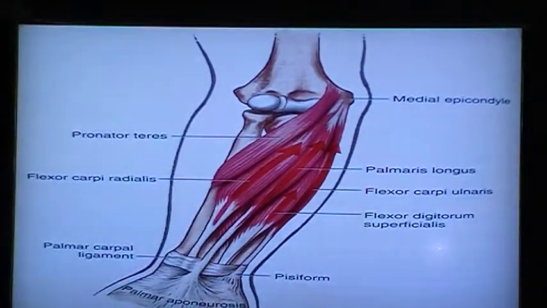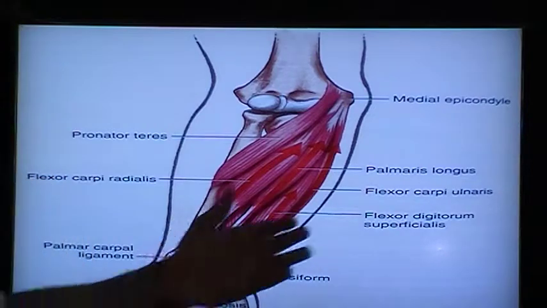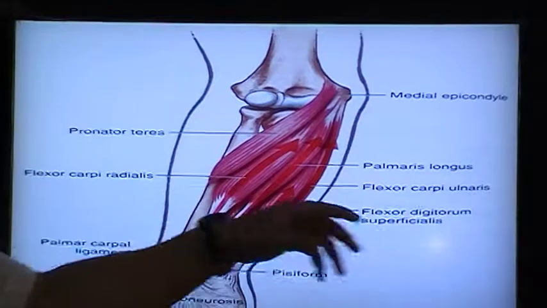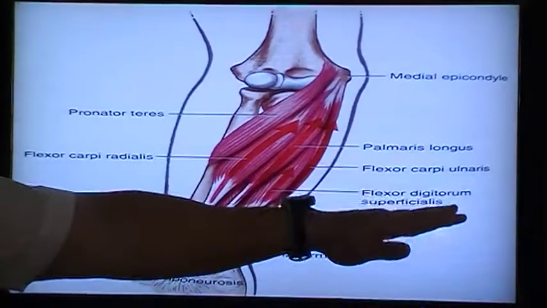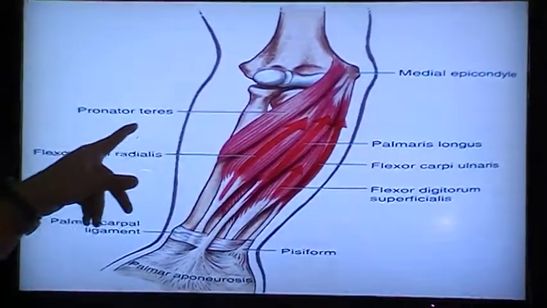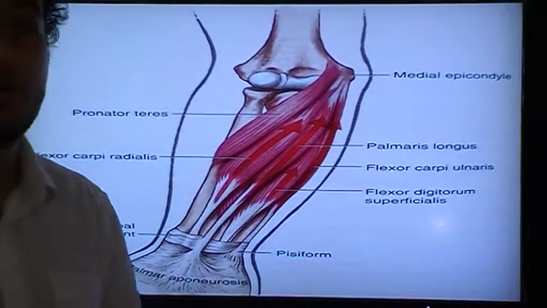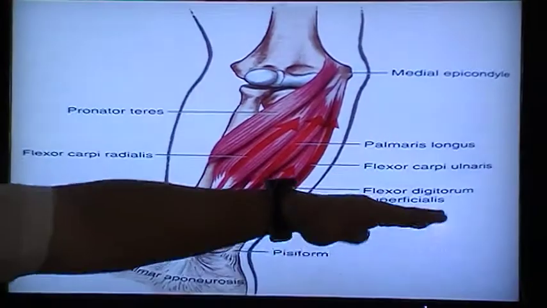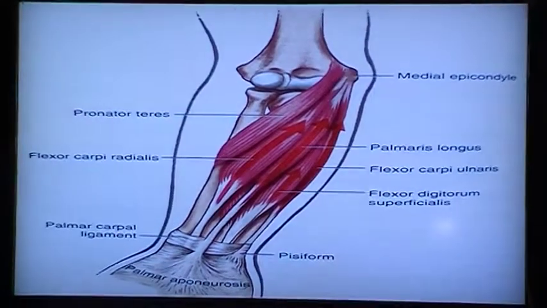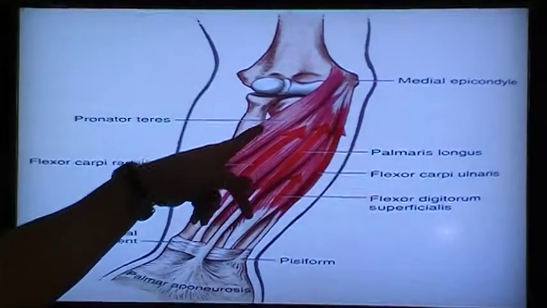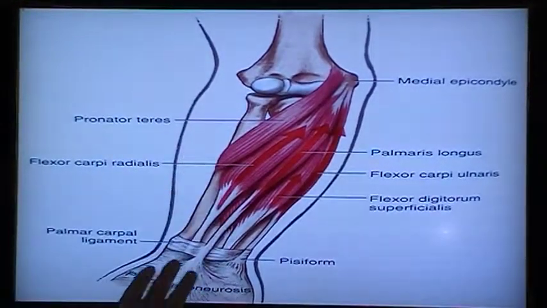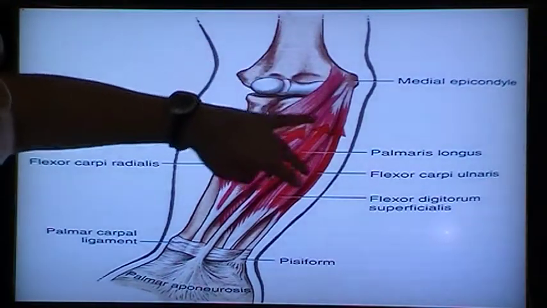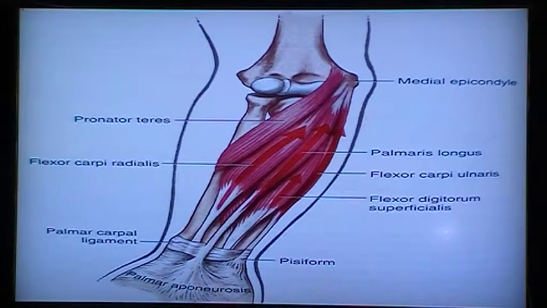Pronator teres, as I said in the last lecture, pronation is this movement. So if you see a muscle moving this way, it pronates the hand. And teres, as I said in this lecture, means circular in shape. So it's a circular muscle that pronates the hand. Now we have the next muscle, and this muscle indicates the index finger. So your hand should be in this way: index finger, middle, ring, and little finger, the pinky finger.